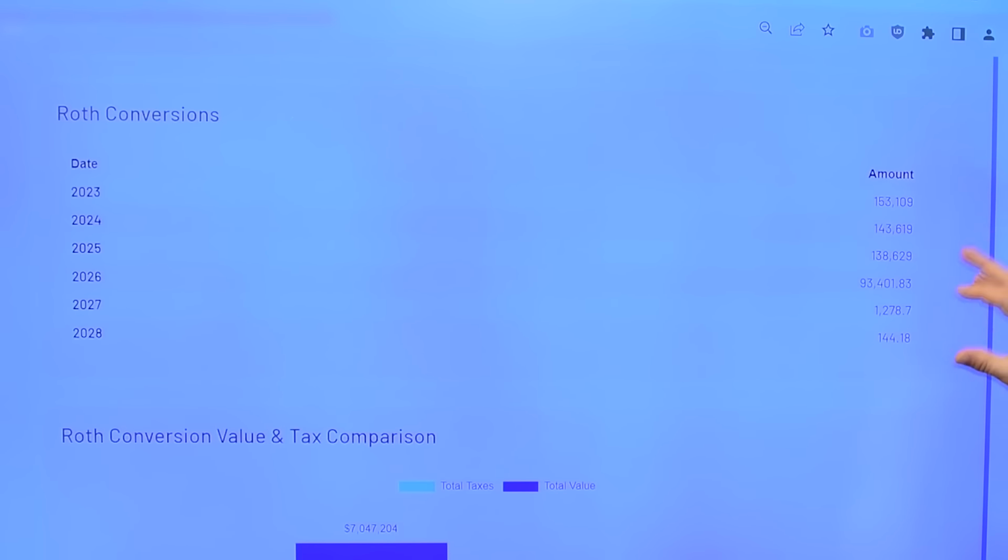So here are the actual dollar amounts of that bar chart. We have 153, 143, 138, 93, and then a couple of small conversions here in 2027 and 2028.